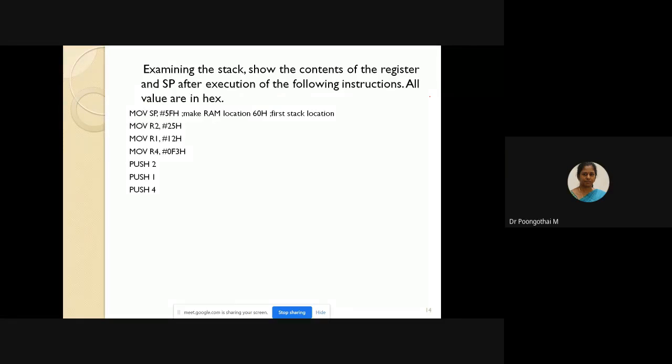Read out the problem statement and find out the content of all your registers and stack memory. Initially, your stack is pointing 5F. R2 is loaded with 25, R1 is loaded with 12, and R4 is loaded with F3. Show the content of your stack memory locations after execution of all the 3 push instructions.